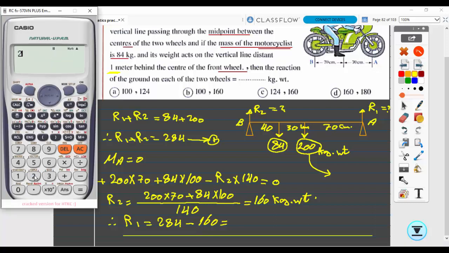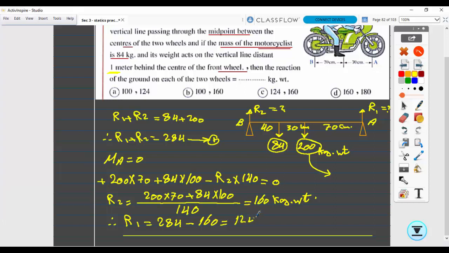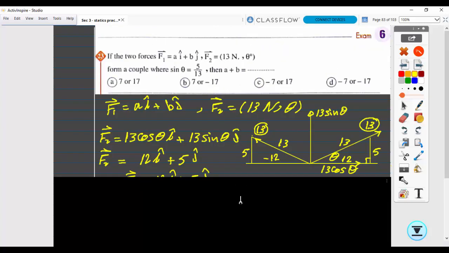So we have 284 minus 160. The result will be 124. So the solution will be at letter C. Letter C: 124 and 160.